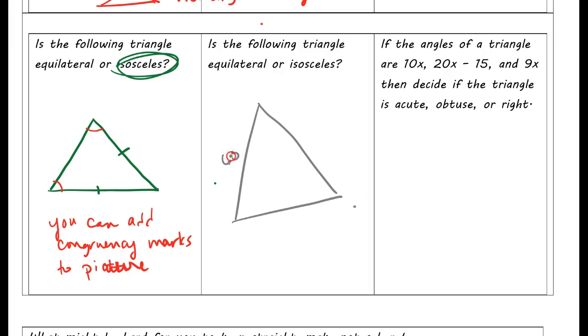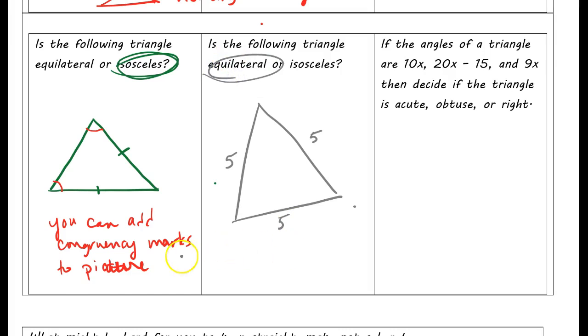I'm changing that, sorry. Changing this, let's change that to a 5, and a 5. Okay, so here's a picture. They haven't labeled with tick marks, but they have told me that that's 5, and that's 5. Well, all three of these are equal, so yes, it is an equilateral triangle.